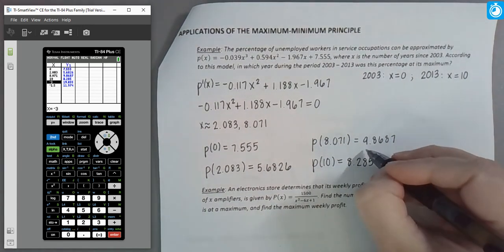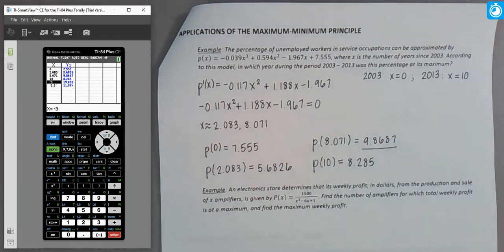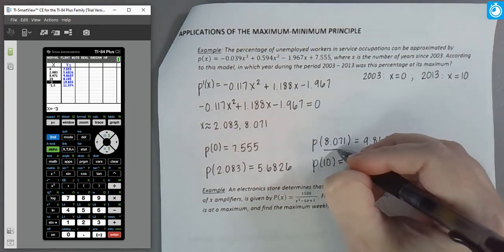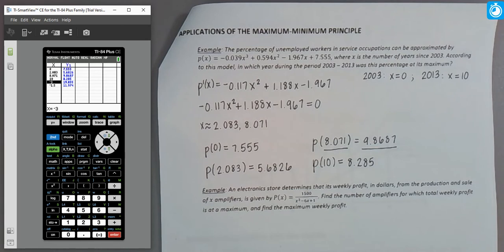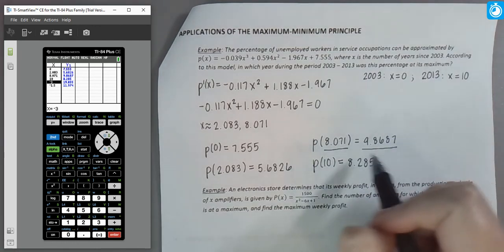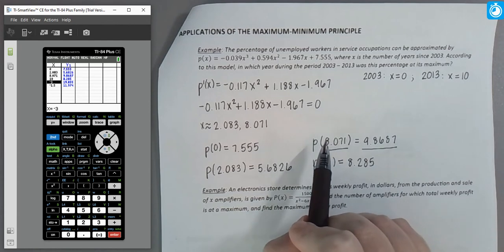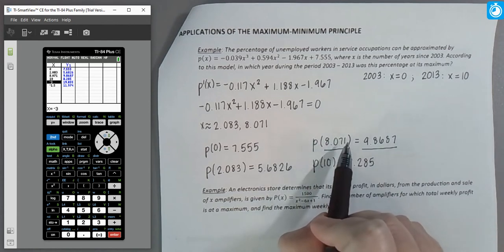So clearly, based on this, the maximum we reach is associated with the x value 8.071. Okay, well, how does that apply to the question we asked? The question we asked is, in which year during the period that we checked was the percentage, in this case the percentage of unemployed workers, at its maximum? Okay, well, this is the maximum value we reach, okay, and this is the associated x value.